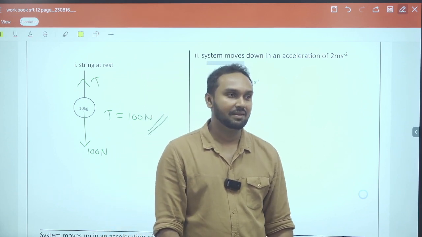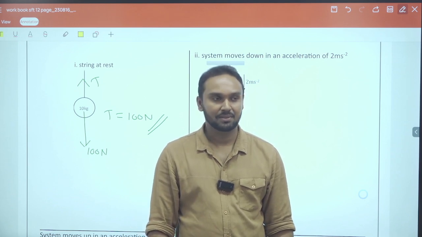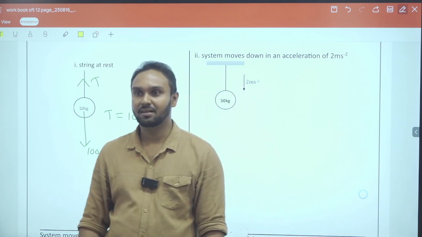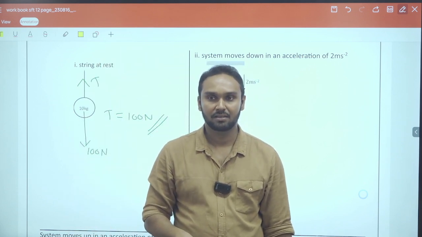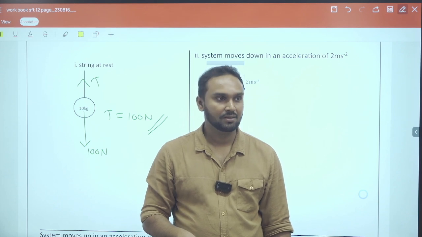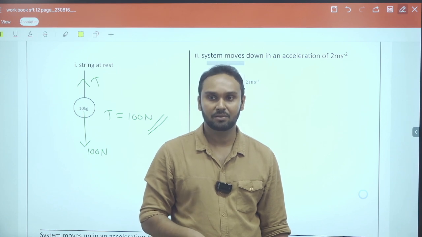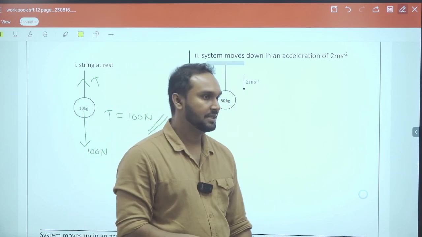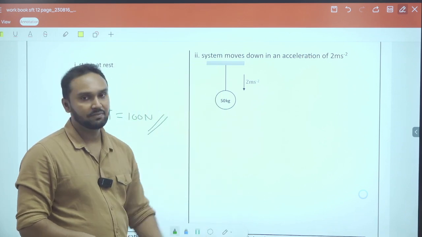The same thing happens when you are in a lift, like in one of the experiments we did at Havelock. You are accelerating downwards. How would you feel your weight? Losing or gaining? Losing, right? When you are going down in a lift with acceleration, you feel like losing weight. So the same thing, when a system is moving downwards, the tension will feel less.